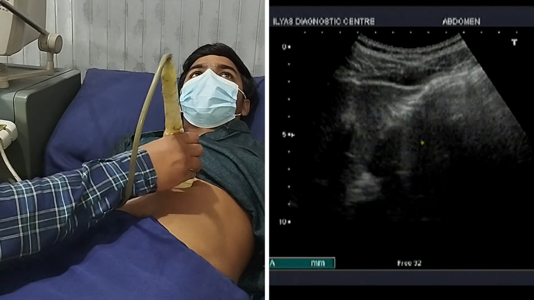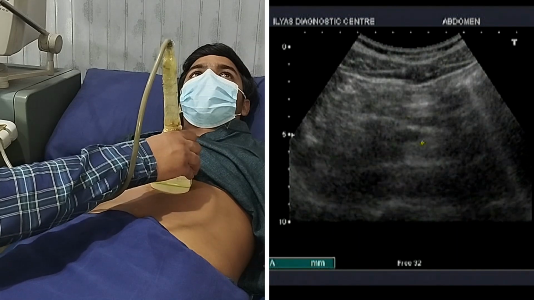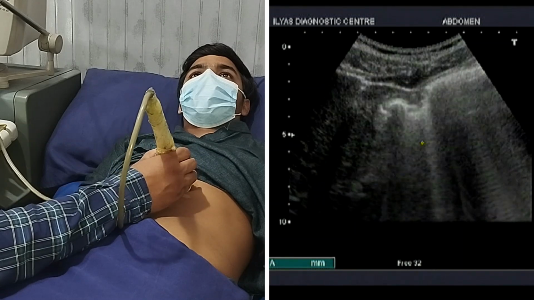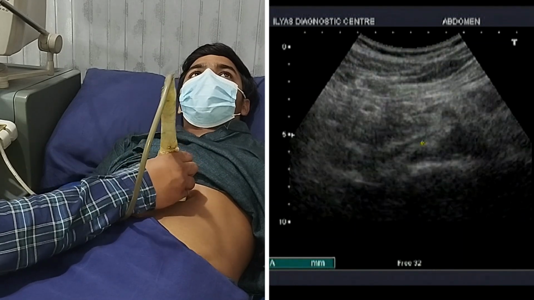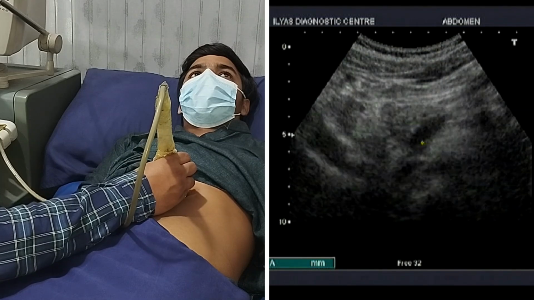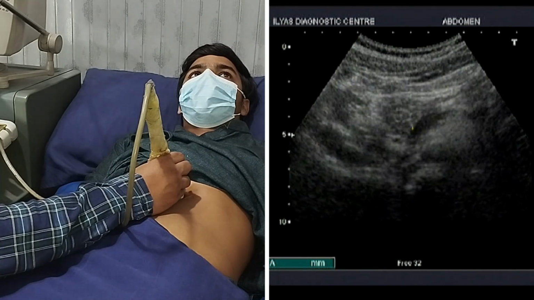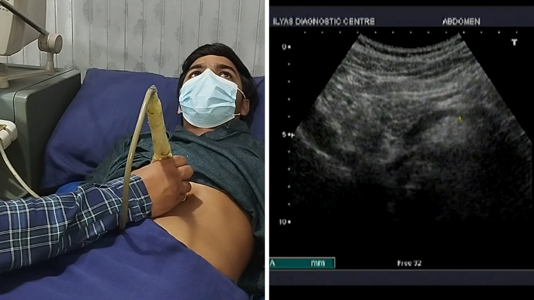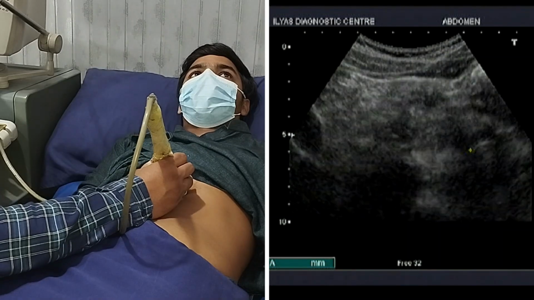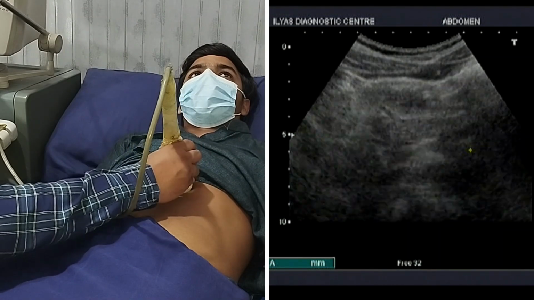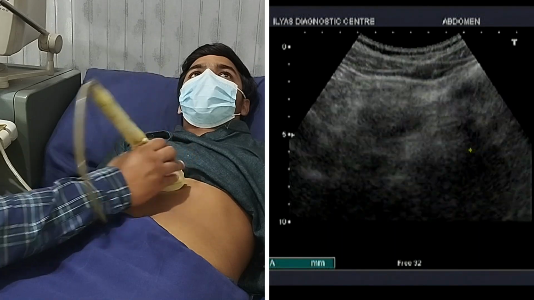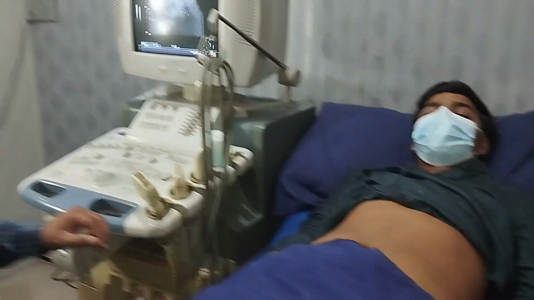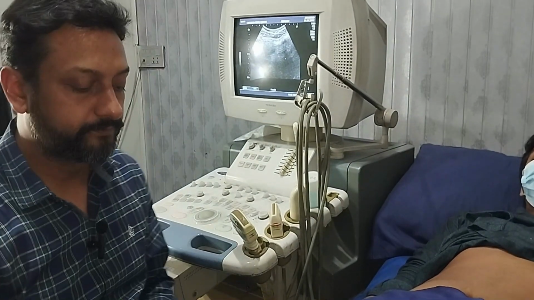To visualize the pancreas, one of the most important things is to apply adequate pressure, and the adequate pressure will be a little bit more than the normal pressure we apply for visualizing the spleen, kidneys, liver, etc. Here again I am showing, it is the head of the pancreas, this is the body, and it is the tail. It will require practice again and again, and I'm telling you that it will be the most difficult organ to be visualized on abdominal ultrasound.